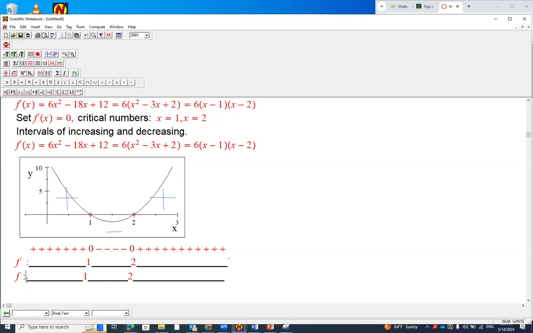And then you can see this interval. Okay, hold on. You can see on this interval, from negative infinity to 1, this is the interval where the function is increasing, right? F is increasing. And in this interval, the F is what? Decreasing, right? And this interval is increasing.